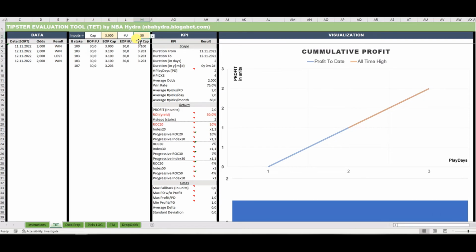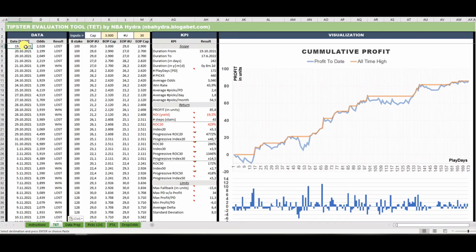For the end, let's see how this kind of strategy would reflect on my last season results. Let's copy the 440 pick statistics into the calculator. As you can see, the progressive rock used for 30 units would be 1,346%, and the original bankroll of 2,000 would get to 29,000 euros. This kind of strategy would be feasible since the maximum drawdown was minus 16 units, as we can see here.